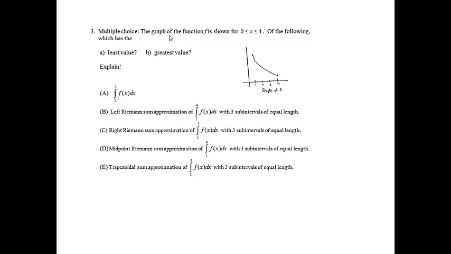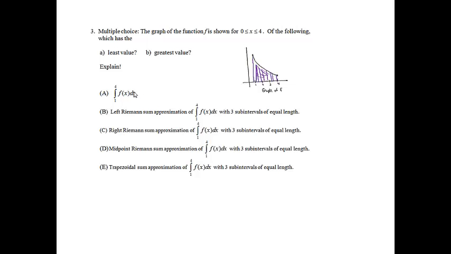All right, problem 3. The graph of the function f is shown for x between 0 and 4. Of the following, which has the least value and the greatest value, and explain. Okay, for part A, the integral of f of x from 1 to 4 would actually mean it is the true area under the curve, so we'll just keep that in mind.